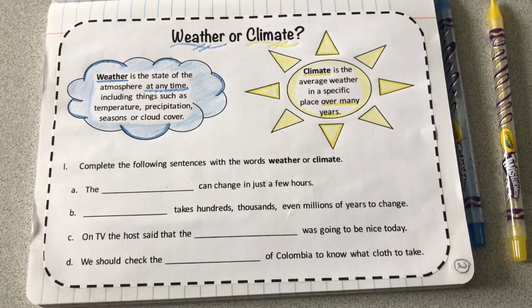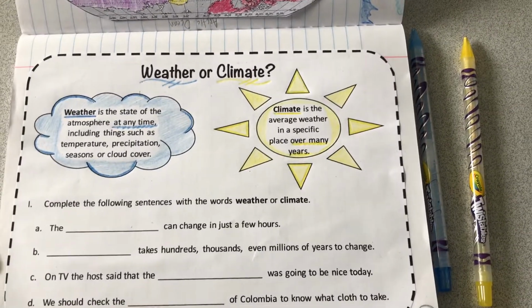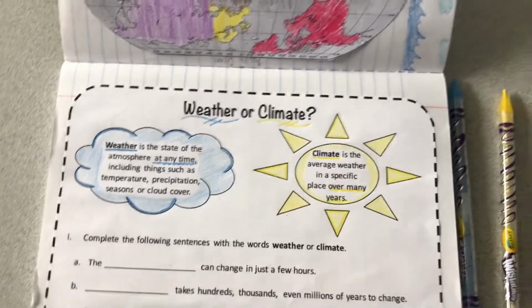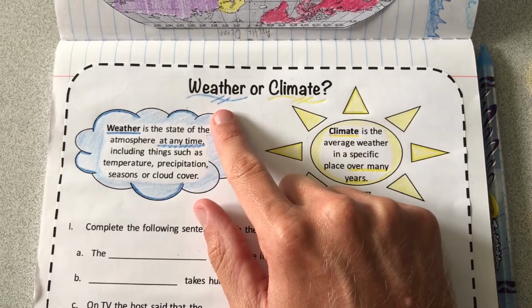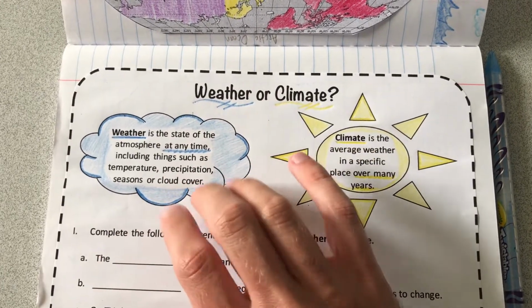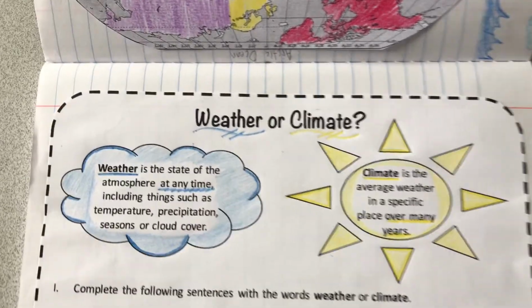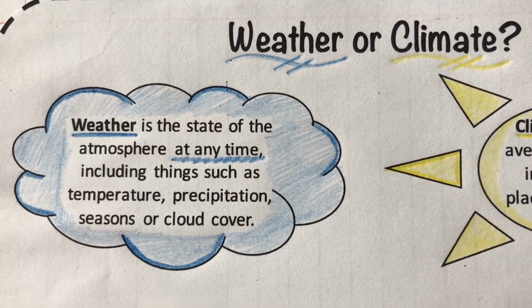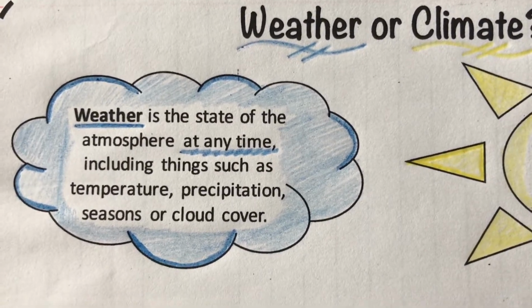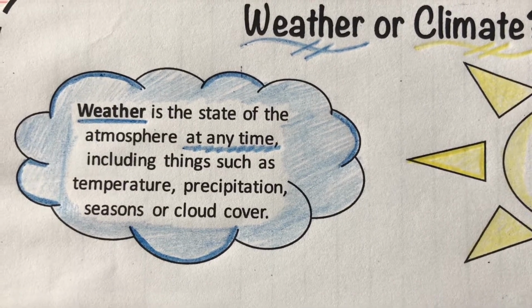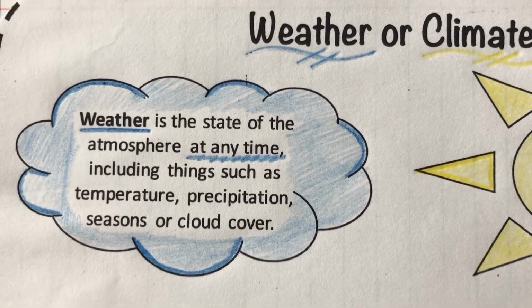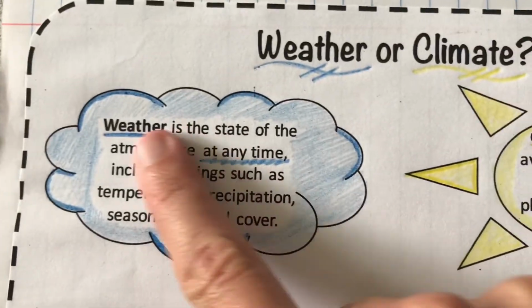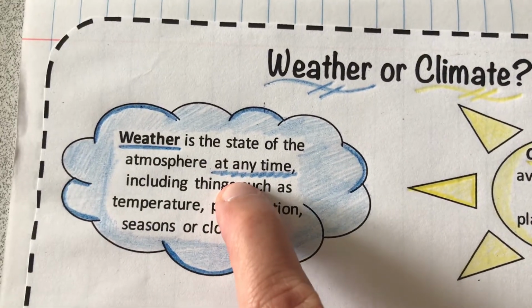All right, now let's take a look at the weather or climate page. If you'll grab your blue and your yellow and just do a little bit of coloring and underline with me as I read through. So we need to understand the difference between what weather is and versus what climate is. So if we look in this little cloud here, weather is the state of the atmosphere at any given time, including things such as temperature, precipitation, seasons, or cloud cover. So if you're watching the news, if you're checking your little app on your phone or your tablet, you're looking at the weather because that's at any given time, and you're looking at the temperature or if it's going to rain or not. So if you'll underline where it says weather and that this is at any given time.